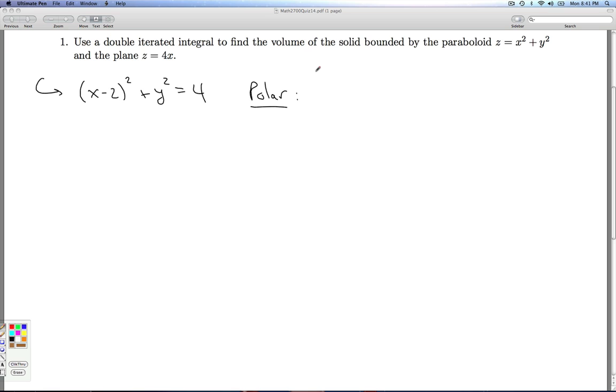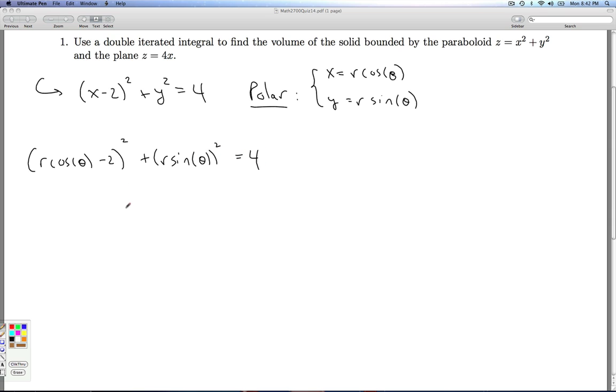To switch over to polar, we have two primary substitutions. x is r cosine theta, y is r sine theta. If I make those substitutions, I get (r cosine theta minus 2) squared plus (r sine theta) squared equals 4. We expand this out, we get r squared cosine squared theta minus 4r cosine theta plus 4 plus r squared sine squared theta equals 4.